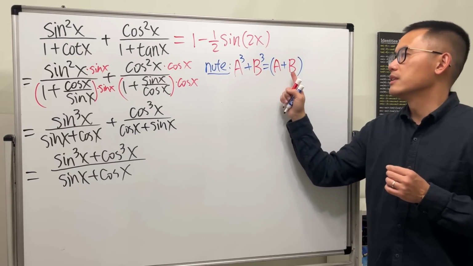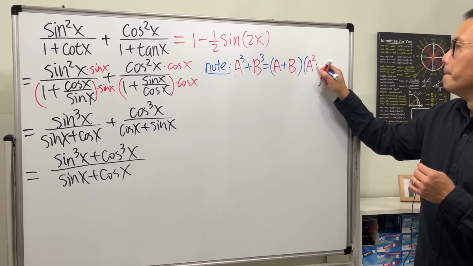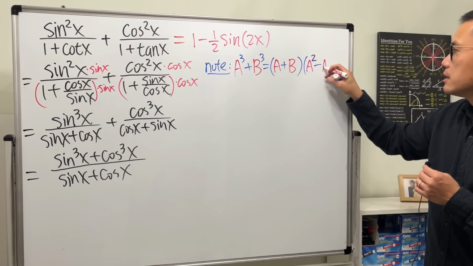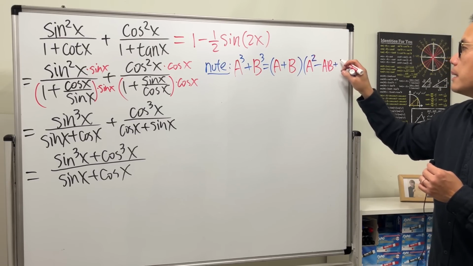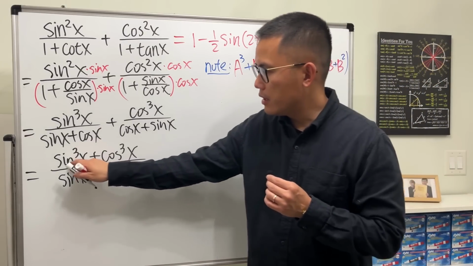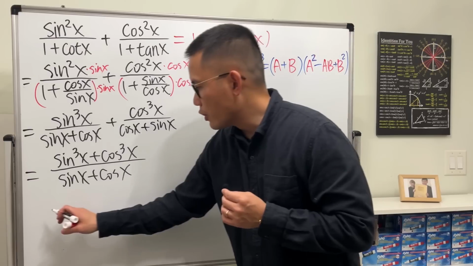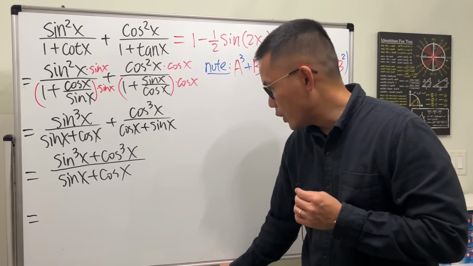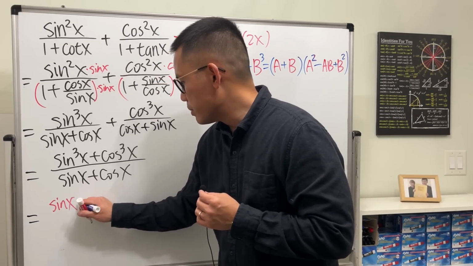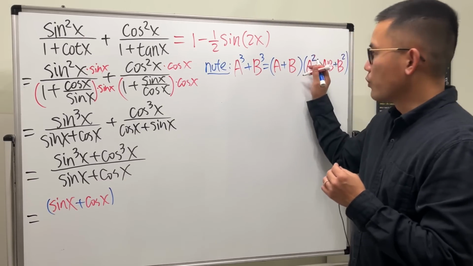If this is a plus, the first term right here is also a plus. And then next, we will have a squared minus a times b. Lastly, we add b squared. So here, sine x is our a, cosine x is our b. So for the top, if we factor it, we will end up with sine x plus cosine x. You are using this formula here.